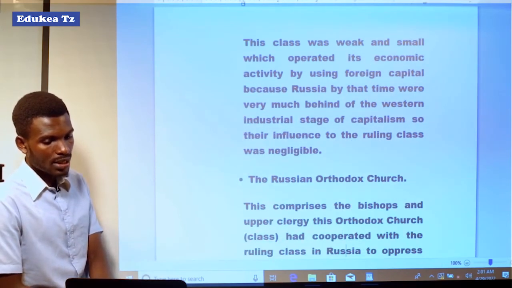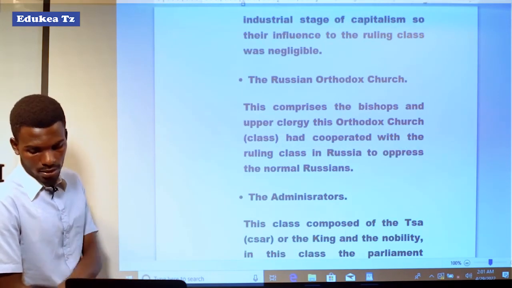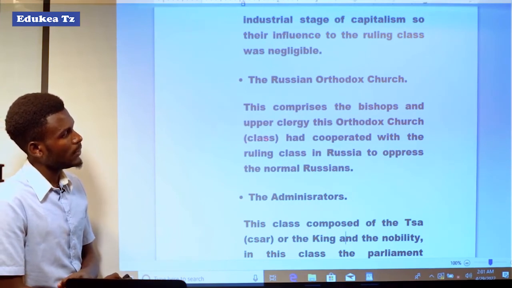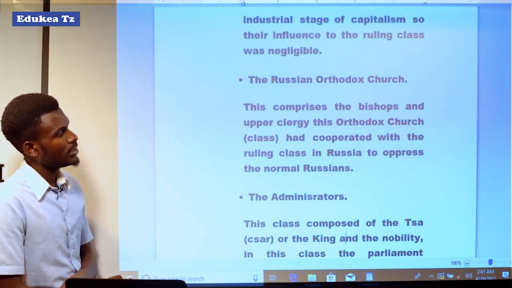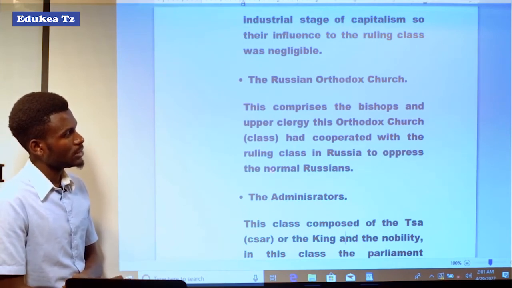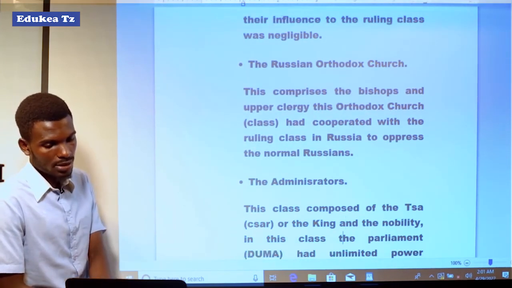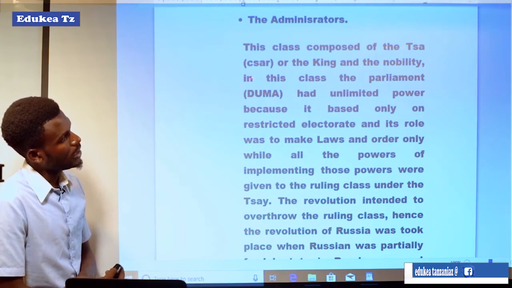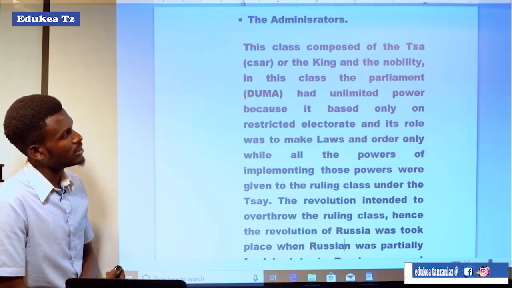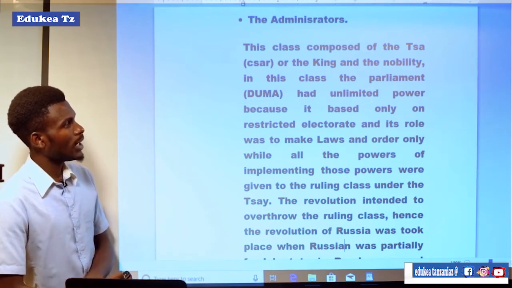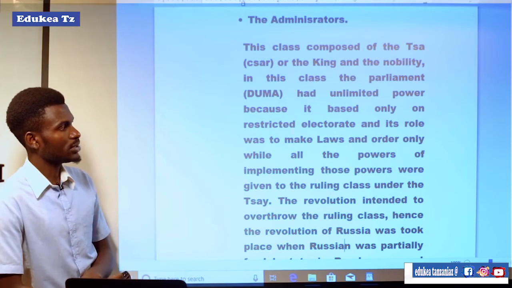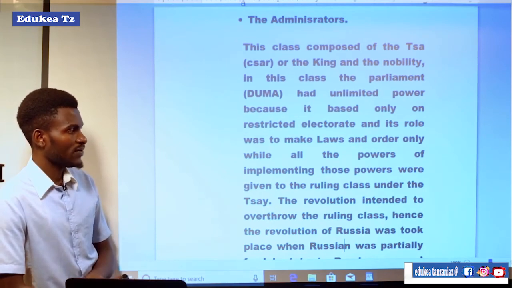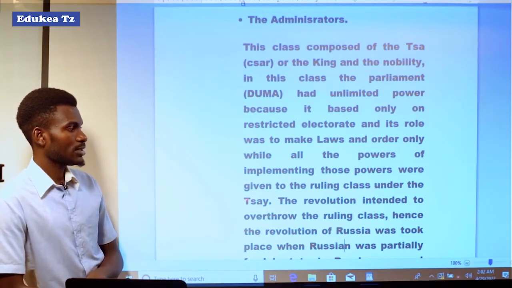Another group was the Russian Orthodox Church, which comprised the bishops and the upper clergy. This Orthodox Church class cooperated with the ruling class in Russia to oppress ordinary Russians. And another was the administrators, a class composed of the Tsar or Caesar, the king, and the nobility. In this class, the parliament called the Duma had limited power because it was based only on a restricted electorate, and its role was to make laws only, while all the powers of implementing them were given to the ruling class under the Tsar.